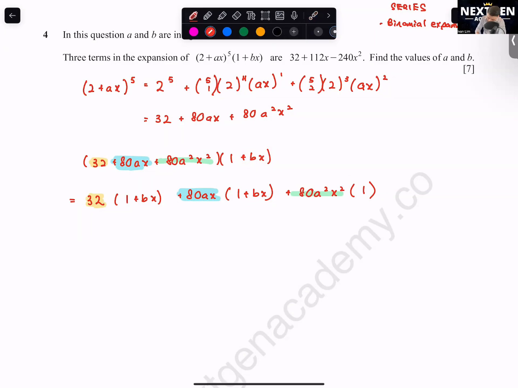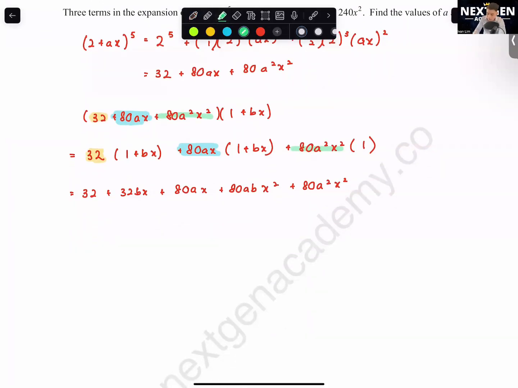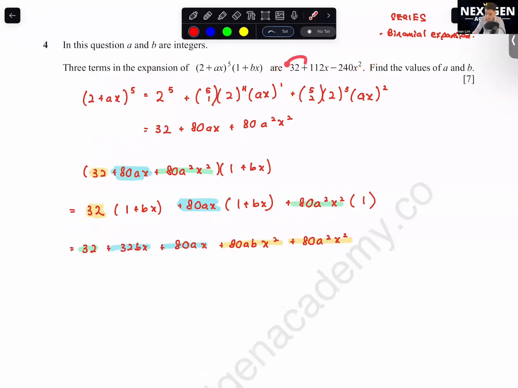Okay, now let's open up the bracket. 32 plus 32bx plus 80ax plus 80abx squared plus 80a squared x squared. Gather all the common terms together, then we put it in a group. So 32, then 32bx, 80ax, then the last two. Okay, so you see the order that they put as well. Okay, they put from the x to the power 0, x, then x squared. So let's just follow this form.